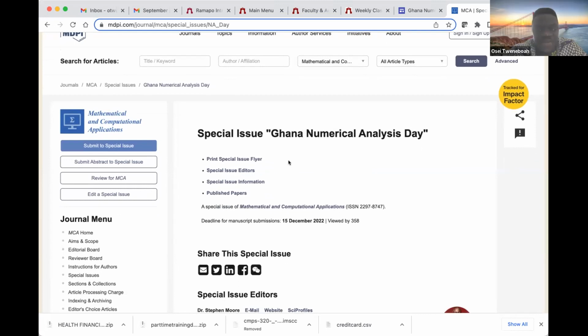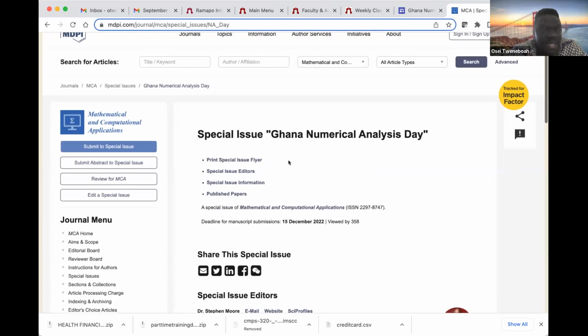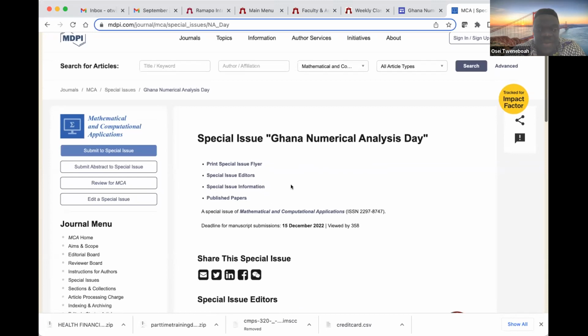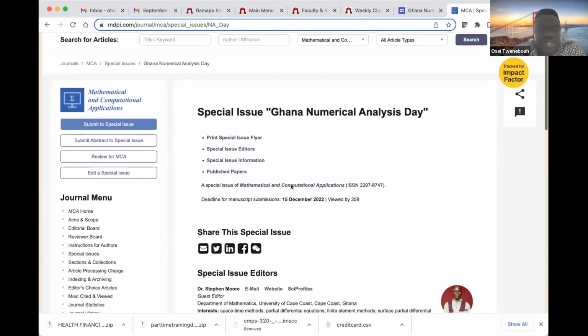For this workshop, we've partnered with the publisher MDPI for a special issue called the Ghana Numeric Analysis Day. So you have the option to submit your talk or research as a special issue in the journal Mathematical and Computational Applications. I would highly recommend that you do that.